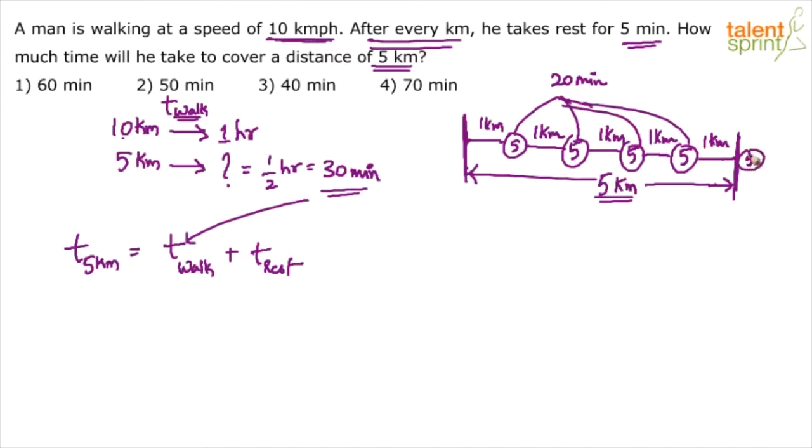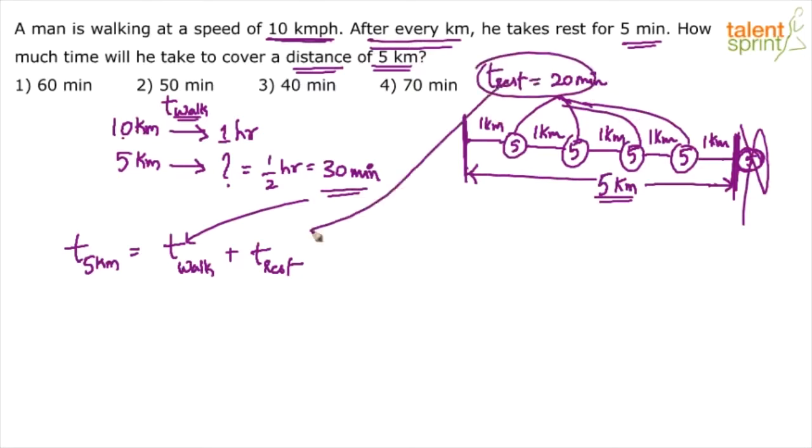If you say 5 minutes rest after the 5th kilometer, you are wrong, because this 5 minutes is the rest time. But the question says, how much time does he take to cover a distance of 5 kilometers? He has covered a distance of 5 kilometers at this point. This is the rest that he's taking to start his next journey. Okay. So 20 minutes of rest. This is the time taken to rest, right? Substitute that here. So 30 minutes here and 20 minutes here. 30 plus 20, 50 minutes, right?